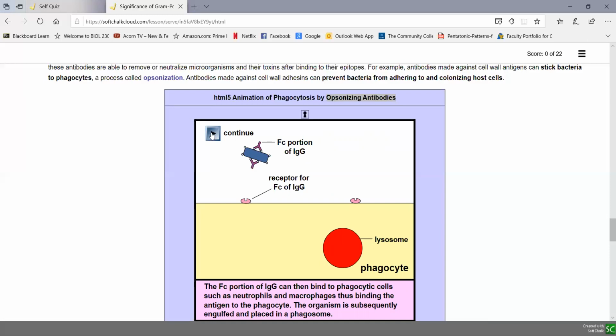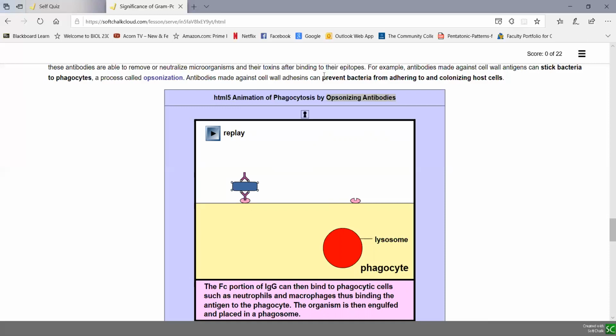So here we see pseudopods going out, and the FC receptor on the phagocyte binds to the bottom part of the antibody, the FC portion, and that sticks the bacterium to the surface of the phagocyte, and eventually it'll be engulfed or phagocytosed, placed in a phagosome, and destroyed with lysosomes, as we'll see later in the semester when we get into phagocytosis. But that's one of the key ways antibodies protect the body, is they can stick microbes to phagocytes.